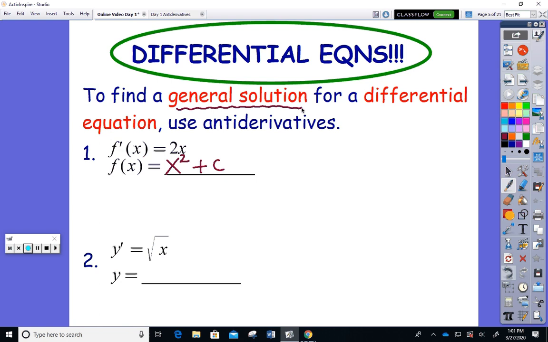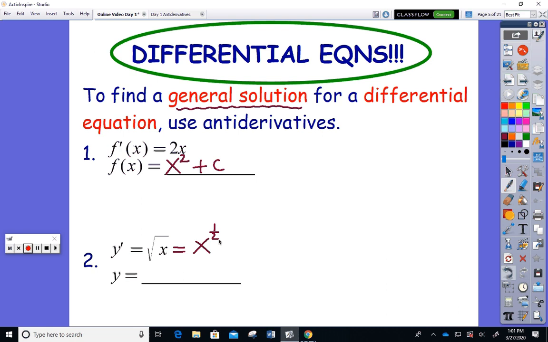Now, when I look at my second problem, I'm asking you to solve the differential equation y prime equals square root of x. Why is it a differential equation? Because I'm giving you a derivative equation, okay? And I'm asking you to solve for the normal equation that has no derivatives. Now, I know from the previous slide that it would be easier for me to do antiderivatives if I write y prime as x to the 1/2. Now, what is the antiderivative of y prime?